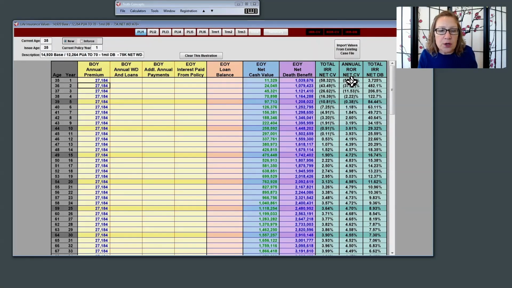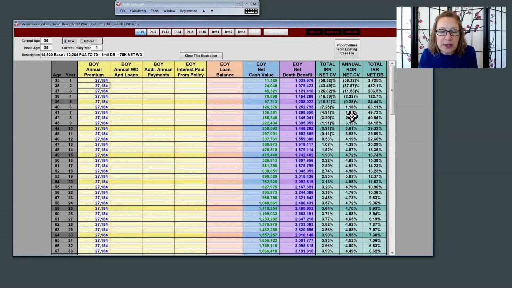What you also see here that you cannot get from your life insurance company is annual ROR. This is the annual rate of return on the net cash value, and you can see what's going on here. I'll come to more detail in a minute on these, but we can also obviously identify the total IRR on the net death benefit.